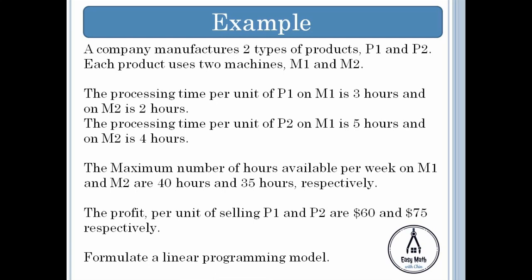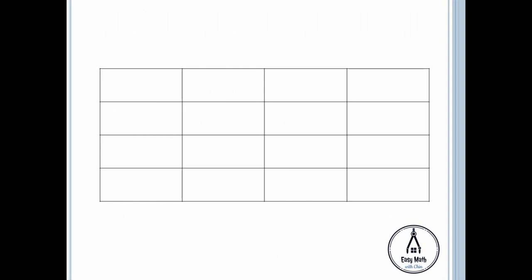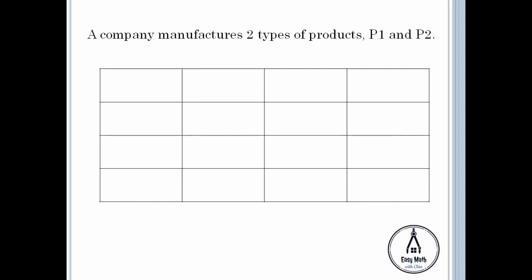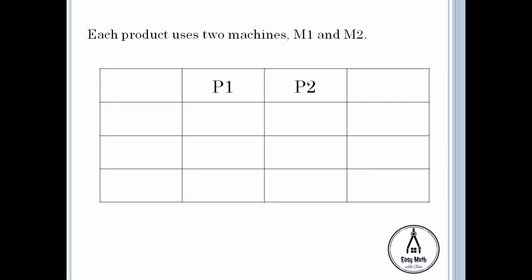So the easiest way to make a model is to make a table like this to enter the given data. Now let's fill the data into this table. Again, read the problem. While reading, let's enter the data to the table. A company manufactures two types of products, P1 and P2. So let's give one column for P1 and another for P2. Each product uses two machines, M1 and M2. Similarly, let's give one row for M1 and another for M2.